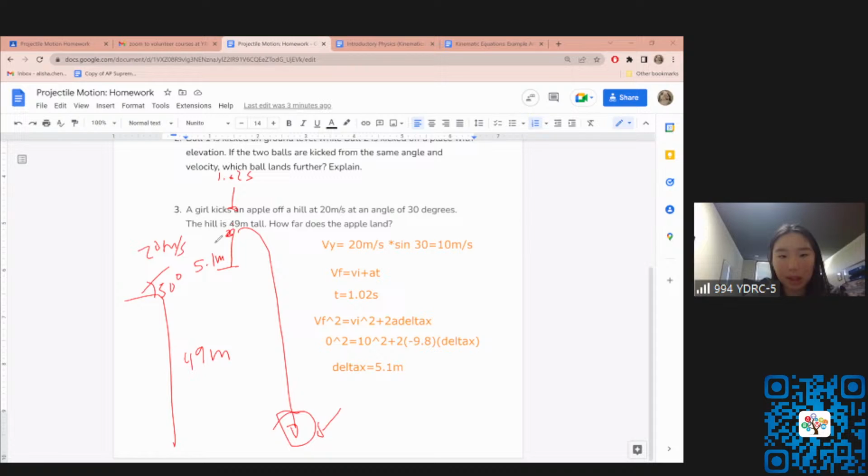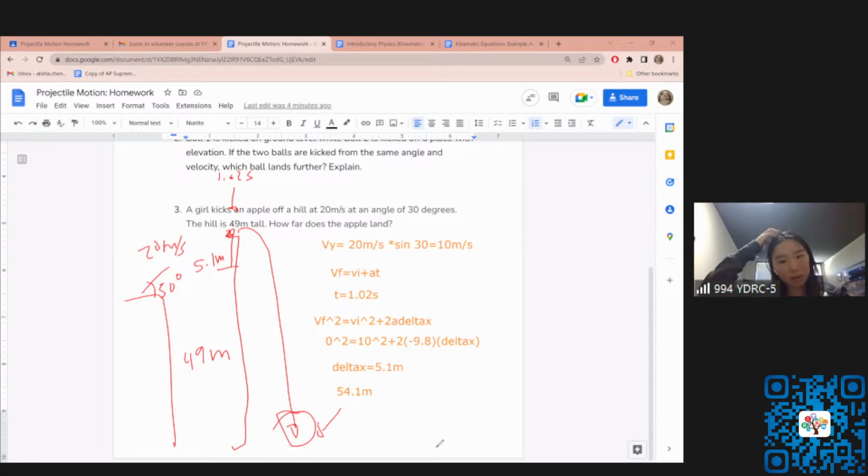So then you want to add these two up to find the total height. That equals 49 plus 5.1, which should equal 54.1. So 54.1 meters is the total. This total is this total right here.